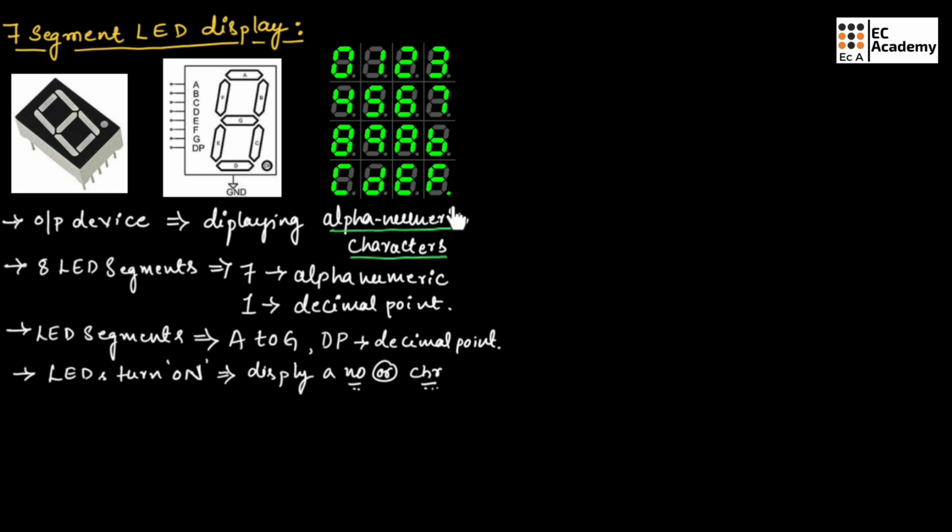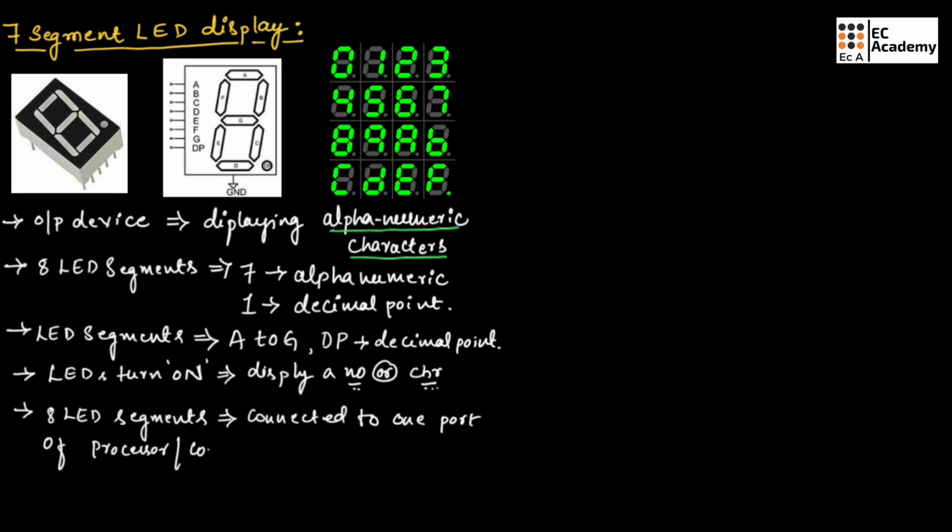All these 8 segments should be connected to one port of the processor or controller for displaying the alphanumeric digits. So, all the 8 LED segments need to be connected to one port of the processor or controller for displaying the alphanumeric digit.